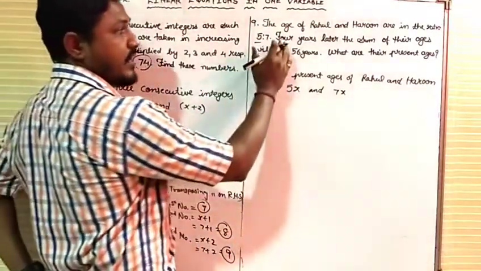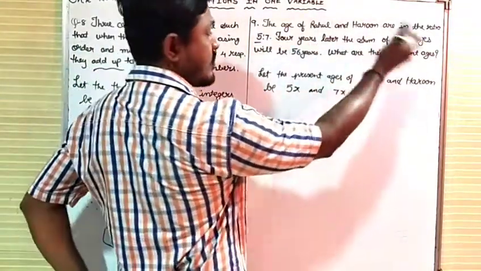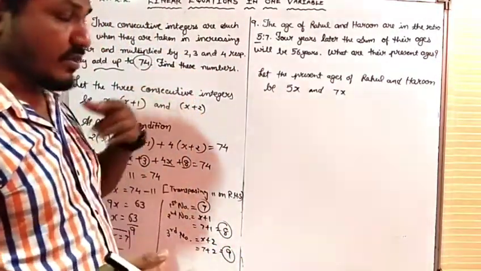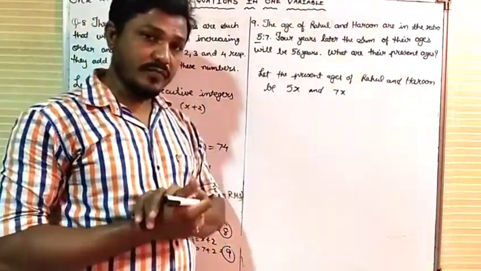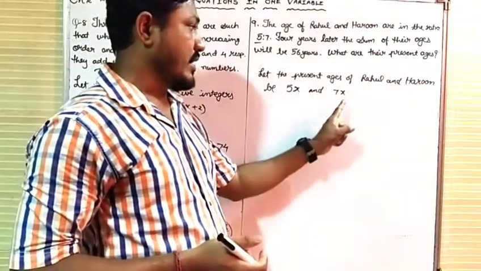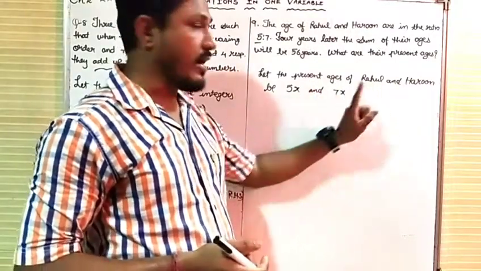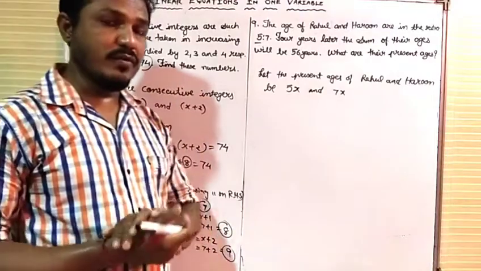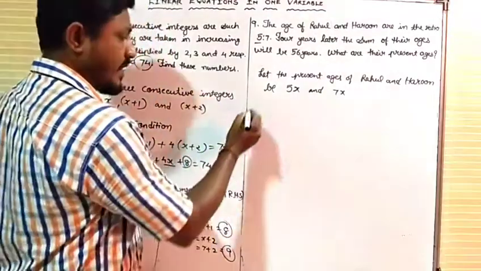Now another condition is given, that 4 years later the sum of their ages will be 56 years. 4 years later means we still don't know the present age of both. If the present ages are 5x of Rahul and 7x of Harun, what will be their age after 4 years? So let us find.